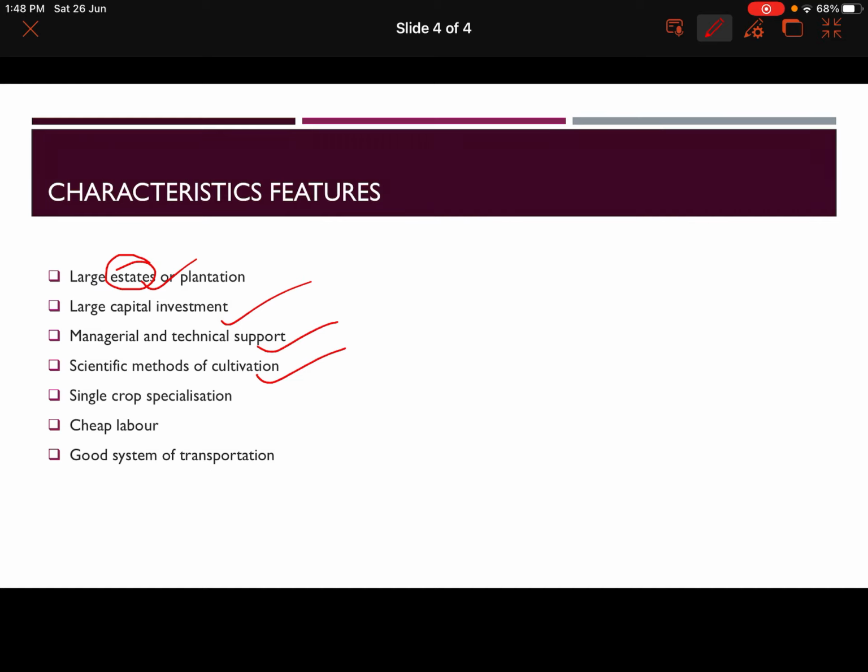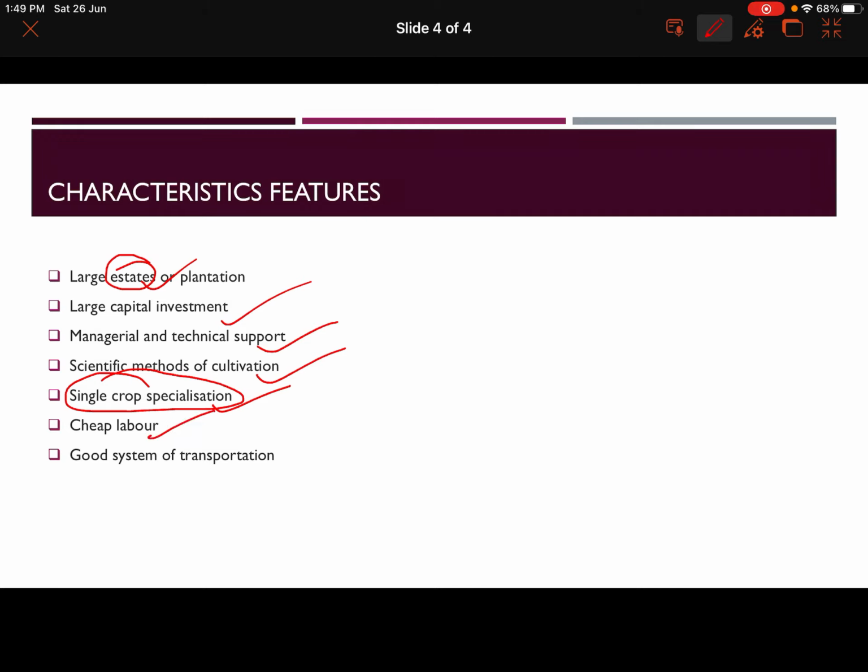Scientific methods of cultivation are used. You cannot simply use the traditional method. You have to have scientific methods to take care of these plantation crops and make them into a finished product. Next, in these plantation areas you don't grow any other type of crop. It is a single crop specialization. If you are growing tea, you can grow only tea. If you are taking care of cocoa, you take care only of cocoa. If banana, only banana. If sugarcane, then only sugarcane. So single crop specialization is done.